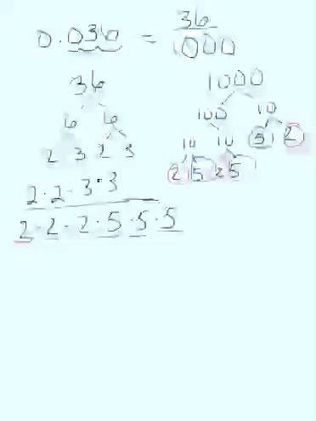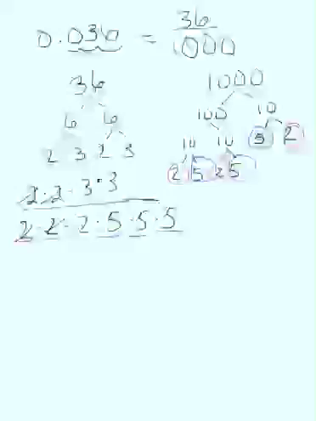Now what do we do? Cross out what they share. So how many 2's am I crossing out in the bottom? Only 2. Why only 2? Why not all 3 of them? Very good. They only share 2.